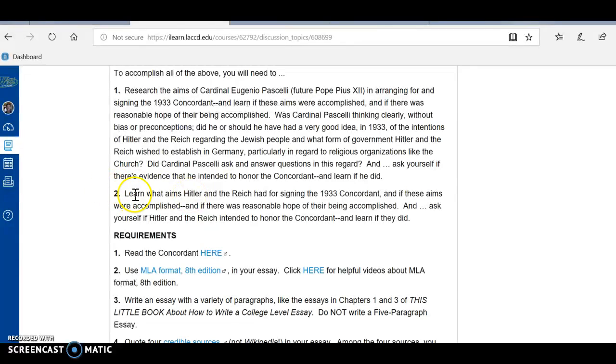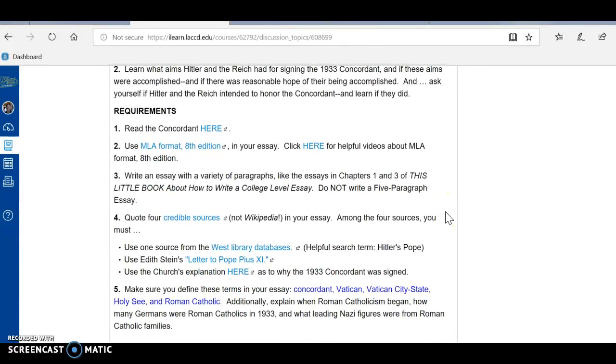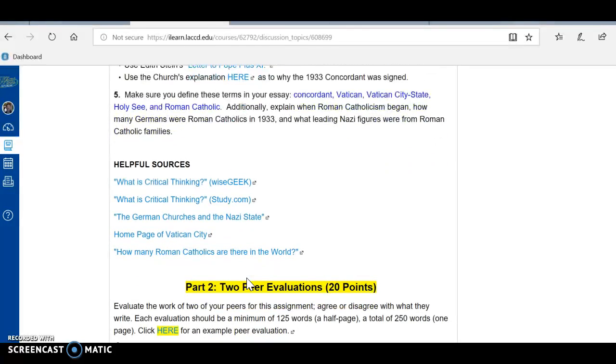Also, 2, learn what aims Hitler and the Reich had for signing the 1933 Concordat, and if these aims were accomplished, and if there was reasonable hope of their being accomplished. And ask yourself if Hitler and the Reich intended to honor the Concordat, and learn if they did. Okay, requirements for the essay are listed here, as well as 4 credible sources you need to quote. I've given 3 of these sources to you right here. Read these directions very, very carefully. You can also view these helpful sources here.